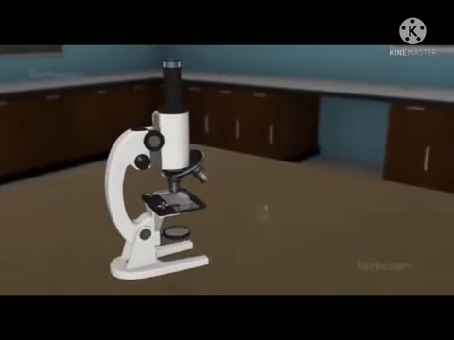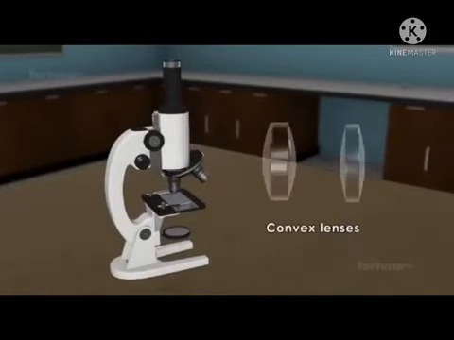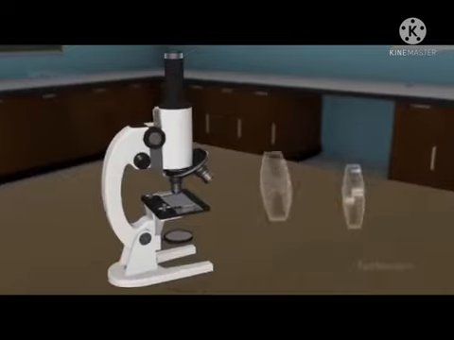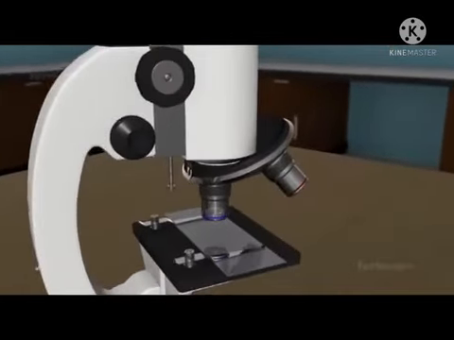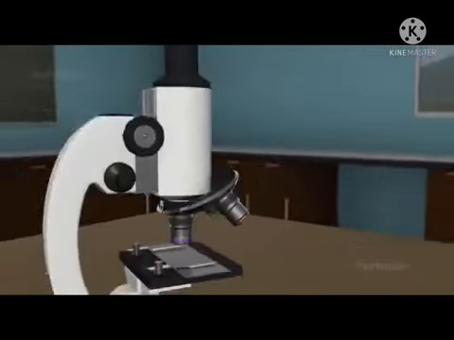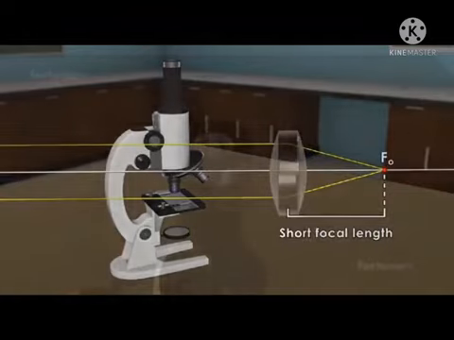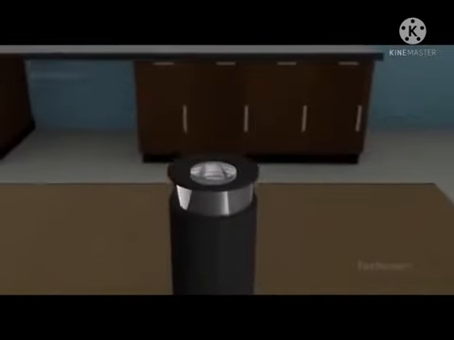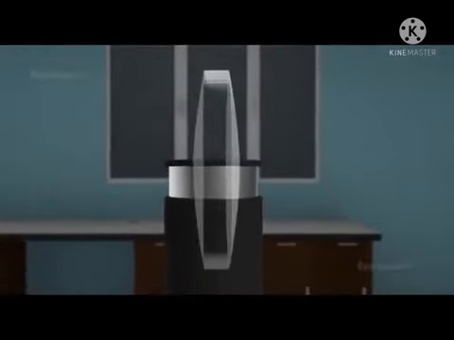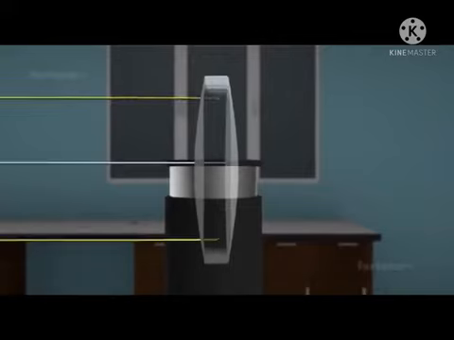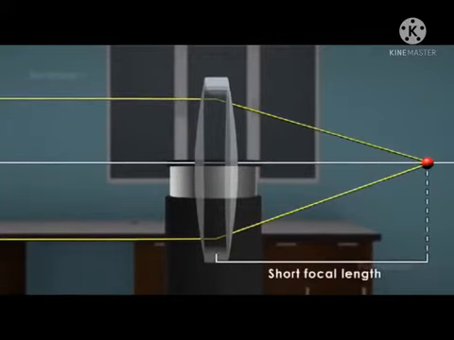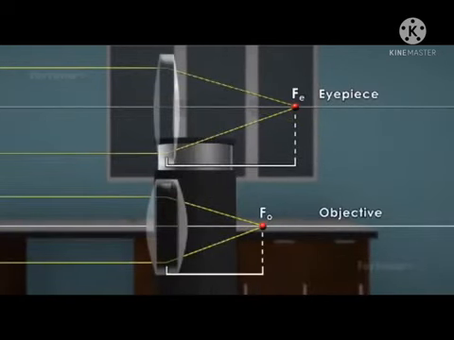The lenses are convex with different focal lengths. The lens closer to the object is the objective and has a short focal length, FO, usually below 1 centimeter. The lens nearer the eye is the eyepiece. Although the eyepiece also has a short focal length, FE, it is still greater than the focal length of the objective.